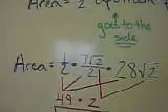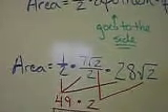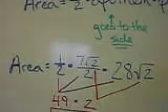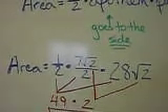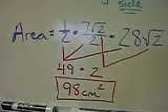Multiply all the integer type numbers. 1/2 multiplied by 7 over 2 multiplied by 28 is 49. Then multiply the radicals. Radical 2 times radical 2 is just a big fat 2, and 49 times 2 is 98 centimeters squared. Now let's check that.